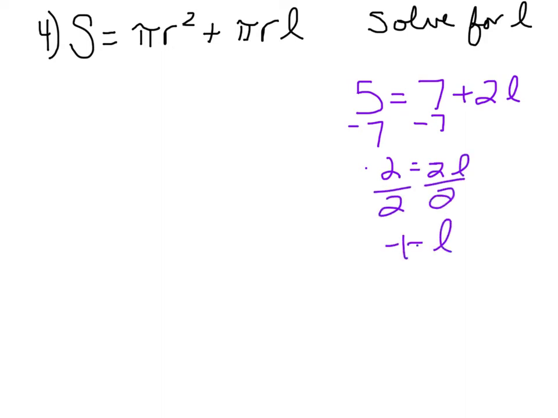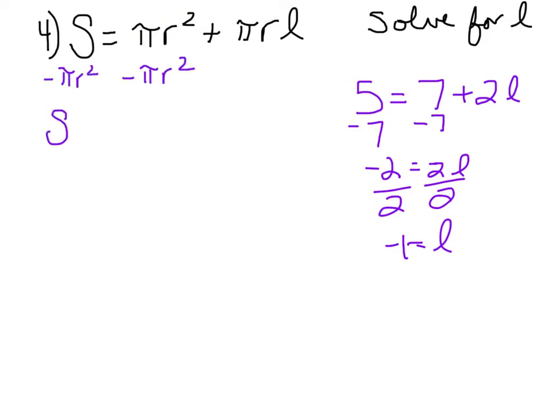You're going to follow the exact same steps. Now you're going to be like, Mr. Humphreys, this is way different. I promise you it's not. The first thing, here's what you need to get rid of. This entire chunk, pi r squared, needs to move to the other side. So what's the opposite of plus pi r squared? Minus pi r squared.